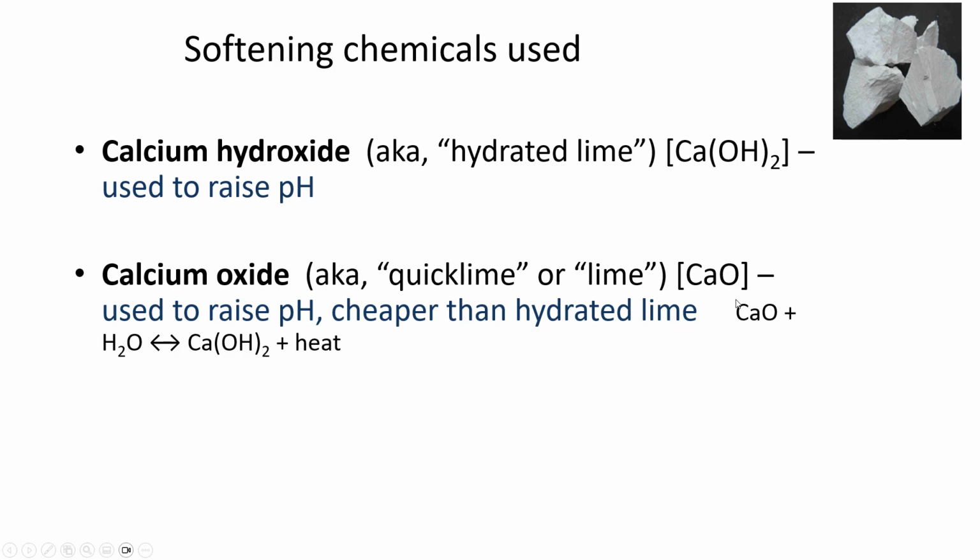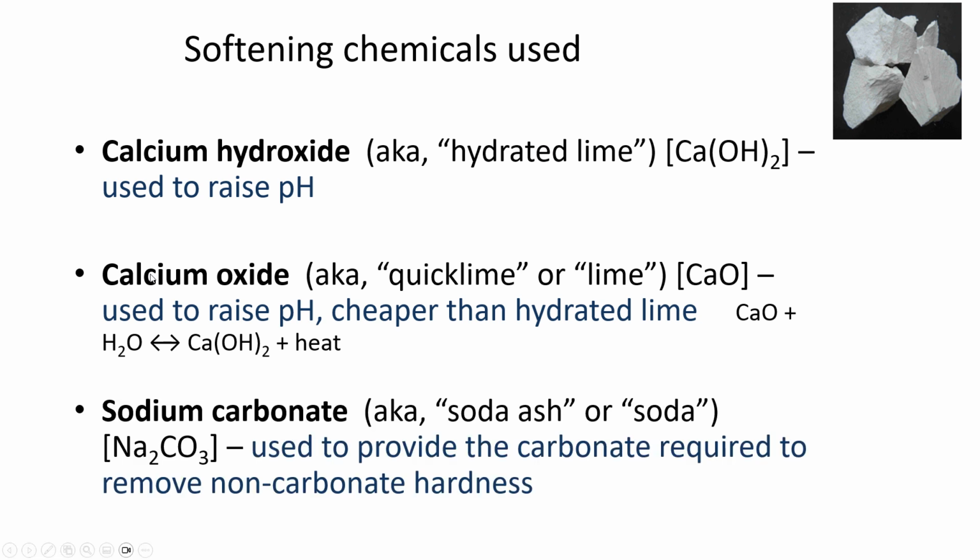So adding calcium oxide turns into hydrated lime, and then that is going to increase the pH. Now the other chemical that we may have to use, depending on how much carbonate is in the water, is sodium carbonate, sometimes called soda ash or just plain soda.